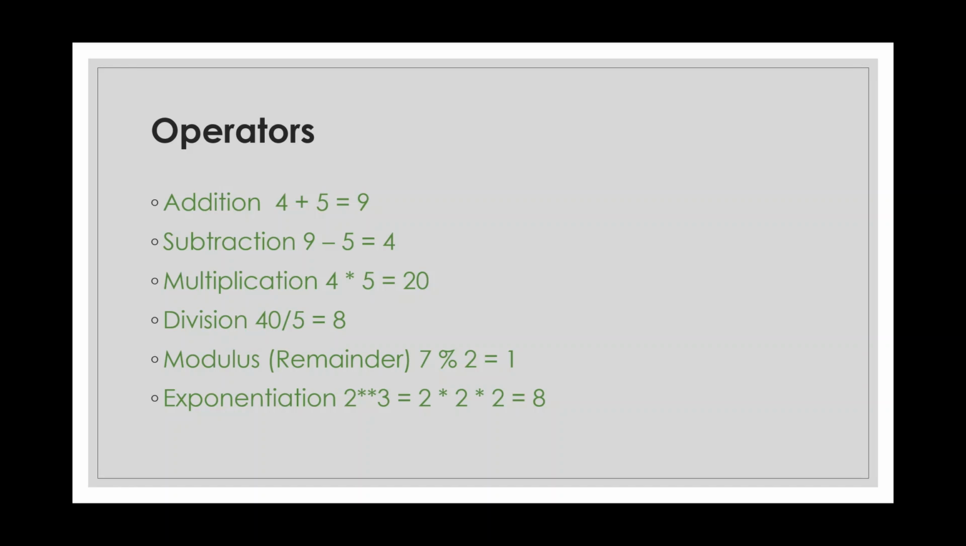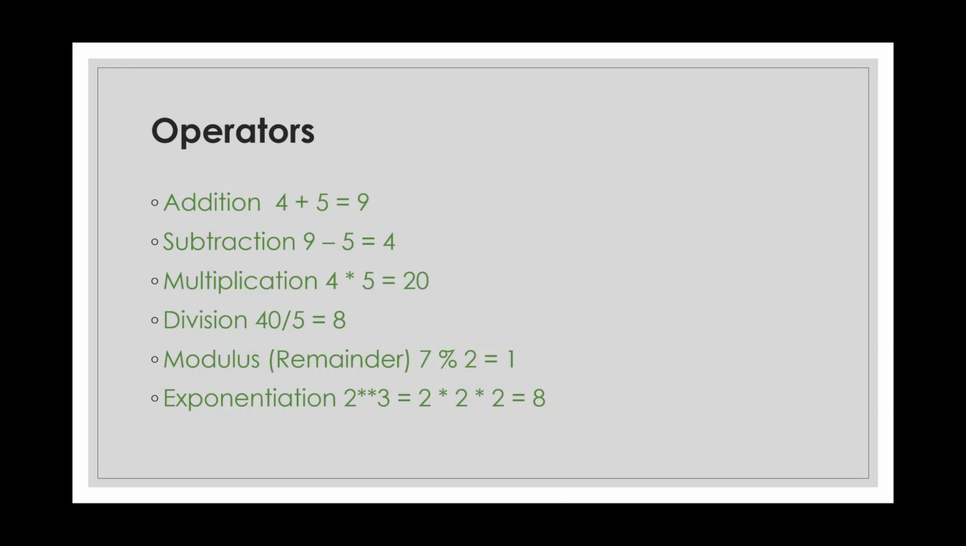And multiplication, how to get that sign? Just do shift and then 8. And for division, the slash around the bottom right corner of your keyboard. So that's addition, subtraction, multiplication, and division, those basic ones.